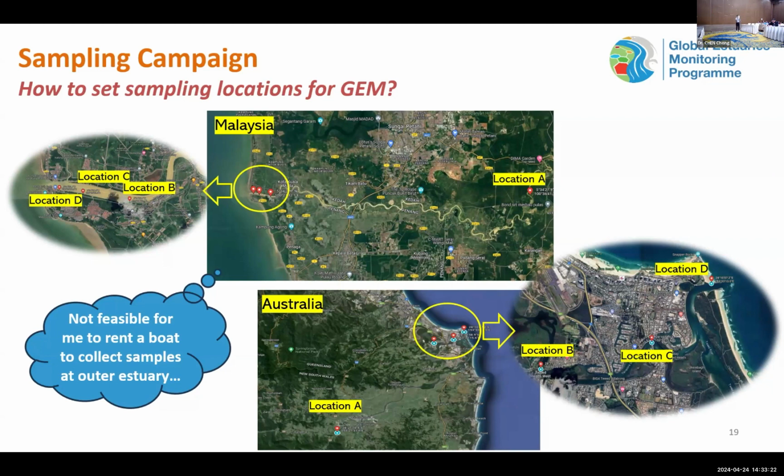Some of you may think it will be difficult for you to rent a boat to collect samples at the outer exterior areas. It's okay. Many of our collaborators set the location in the coastal area of the exterior. It's also acceptable for us.